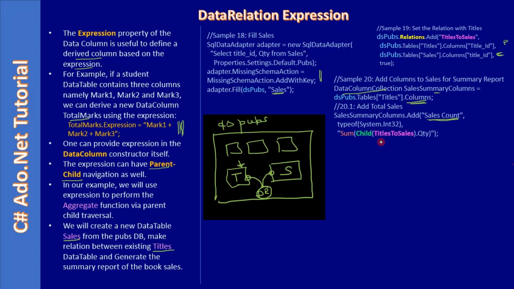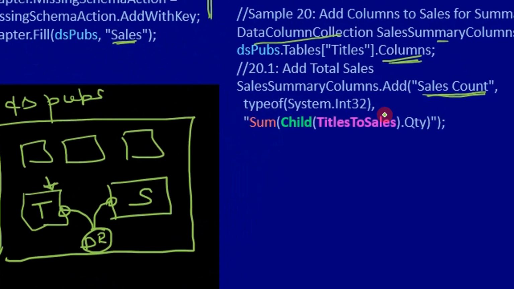And here, if you see, we are traversing the relation, right? Sum is the aggregate. This is the expression. If you see, we specify that in double quotes: Sum of child of title to sales. Title to sales is our data relation, right? From there we are picking child and we are calculating the sum of dot quantity, right? So child of title to sales, that means for a given title we are making use of child, right?